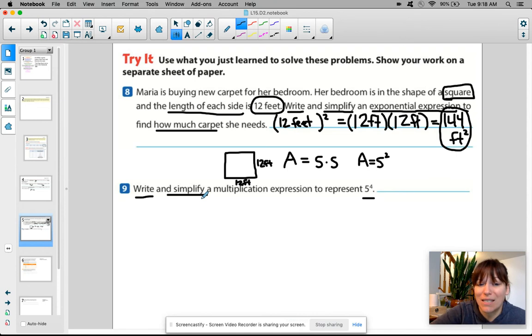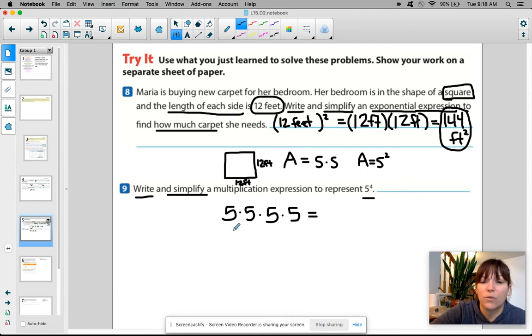What does this mean? To write means to stretch it out, meaning don't do the math right away. By the way, it's not 20. It's not 5 times 4. It's 4 of our bases, which is 5. So when it says write, we need to actually stretch it out first. And we see all the 5s. And then we can do the math.